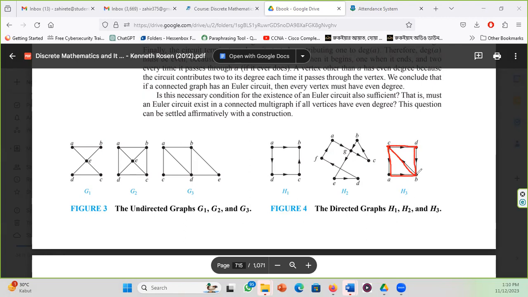The condition is that you need to come back to the starting point. I have covered the second condition, that means all the edges are covered. But the issue is that I cannot come back to the starting point.